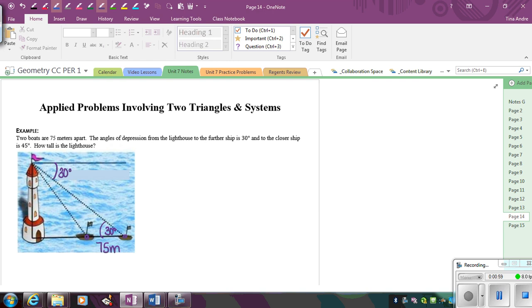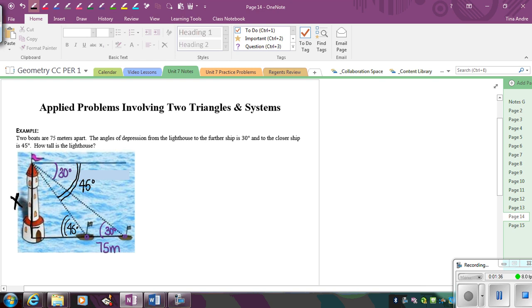And then if we look at the other angle to the closer ship, again measuring from the horizontal line down to that closer ship, this entire thing here is 45 degrees. So that means, following the Z shape, this angle down here is 45. You could also say the closer boat to the lighthouse, the angle of elevation has to be equal to the angle of depression. So then the question asks us, how tall is the lighthouse? So we're trying to find this length right here. I'm going to call that x for my height.